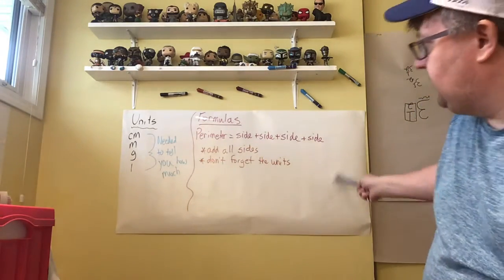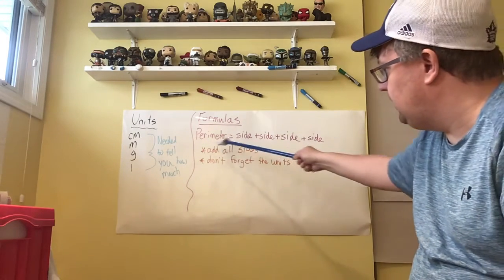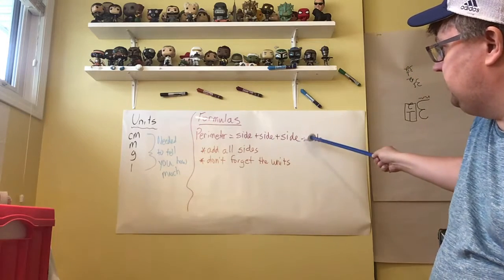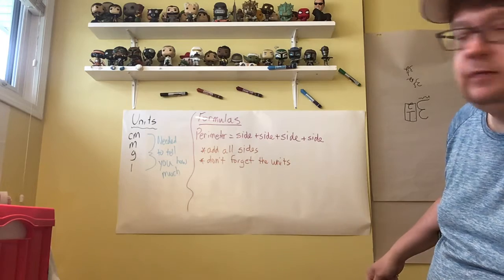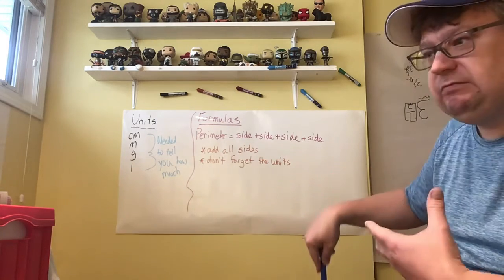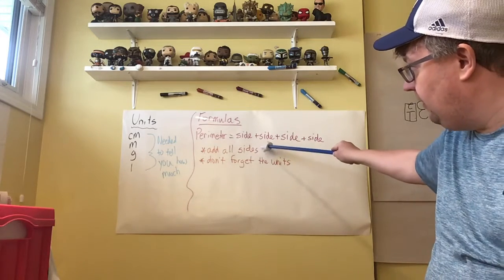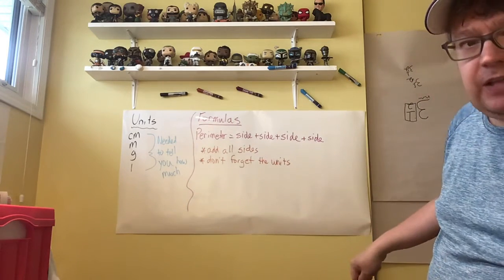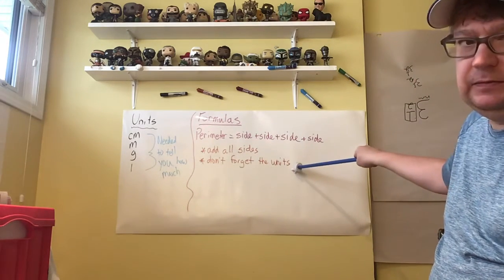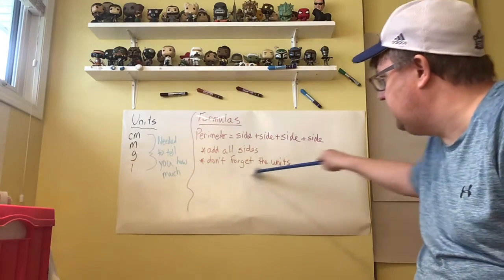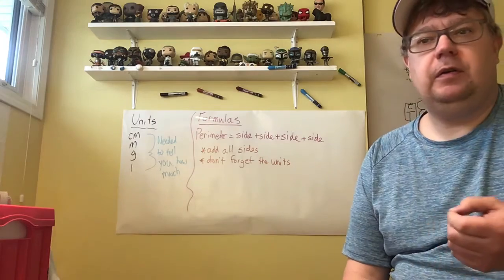We'll also be using something called formulas, okay? So our first formula will be perimeter equals side plus side plus side plus side. Now, for your given object, whatever it looks like, whatever number of sides there is, you add all the sides. And when you're finished that calculation, you don't forget the units, because that's one of the most important parts right here, the units.